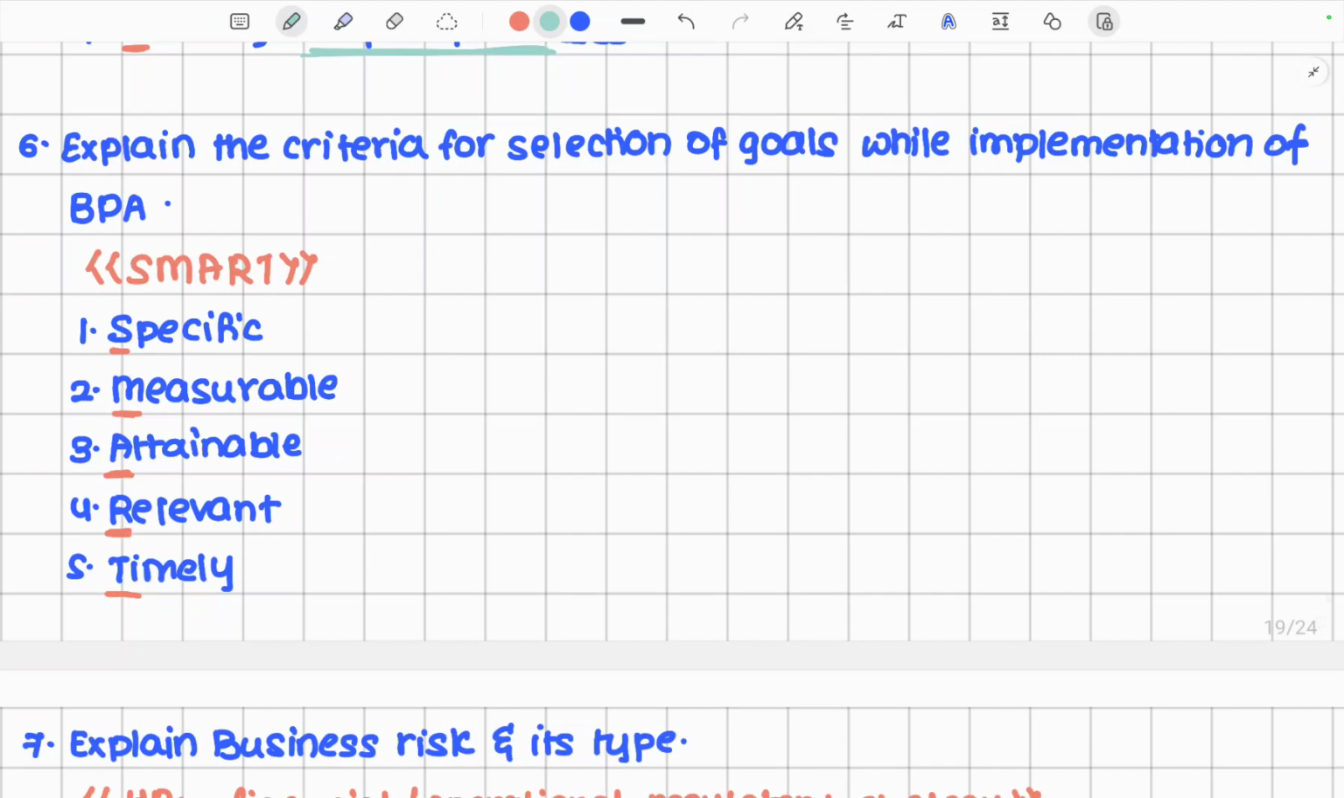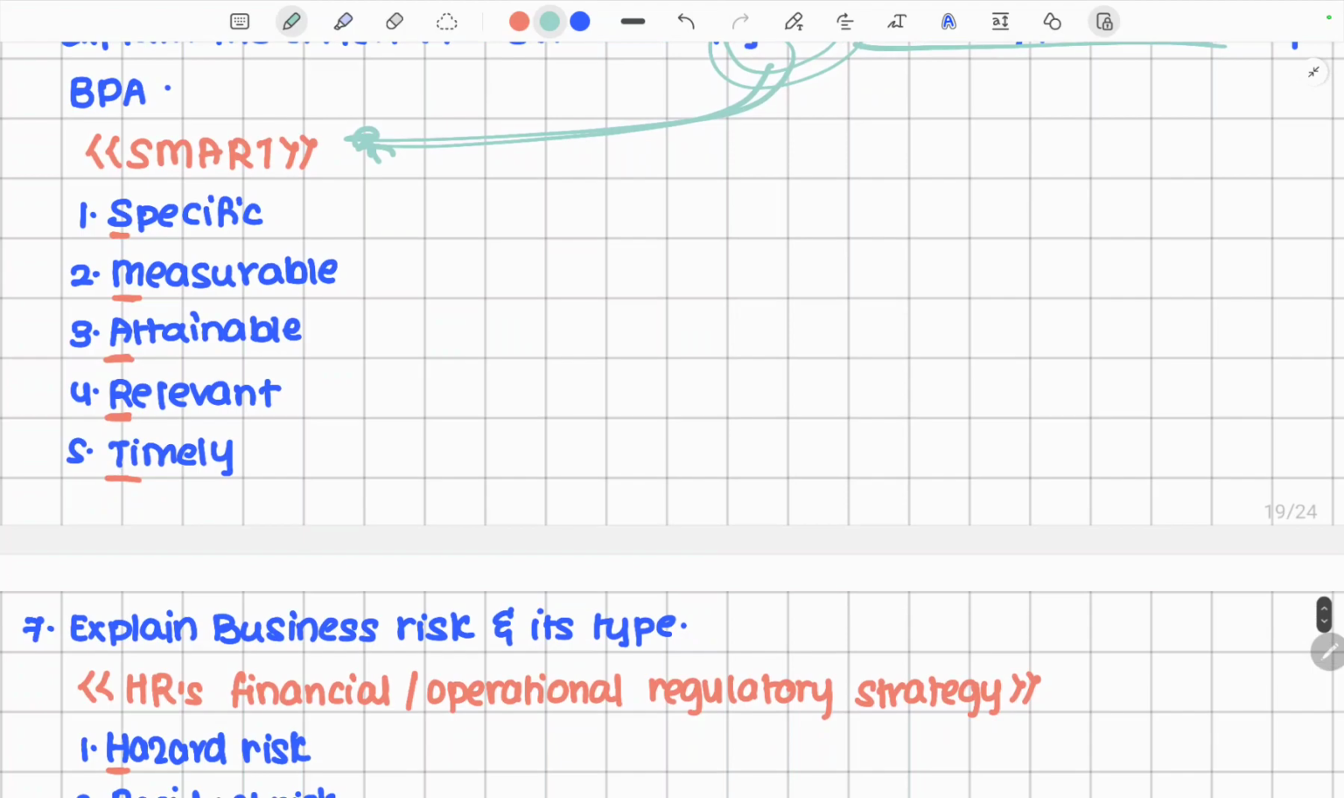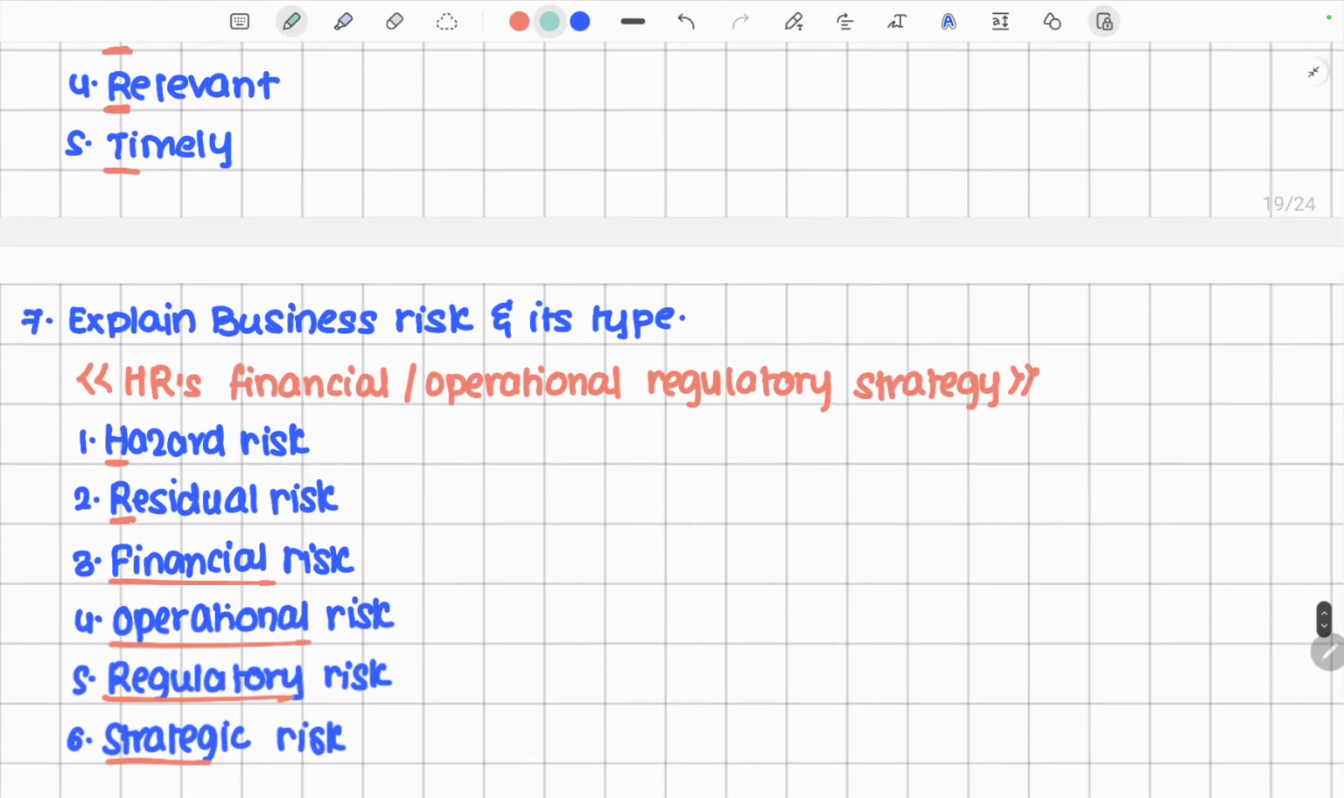Explain the criteria for selection of goals while implementation of BPA. While implementation of BPA, the goal should be SMART, that is specific, measurable, attainable, relevant, and timely.